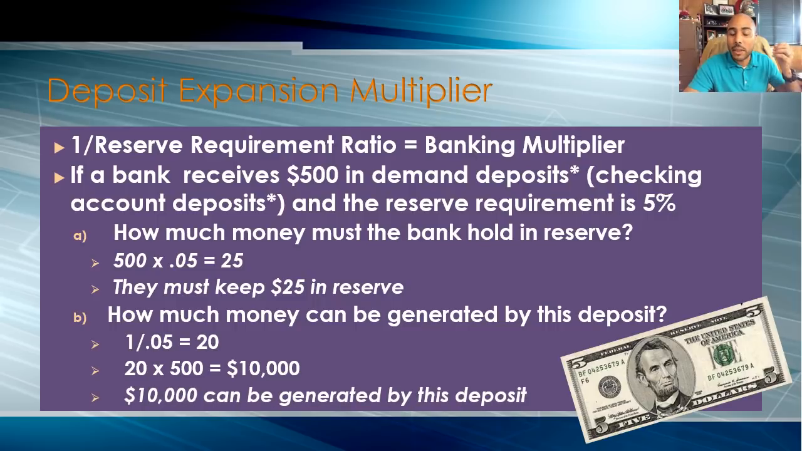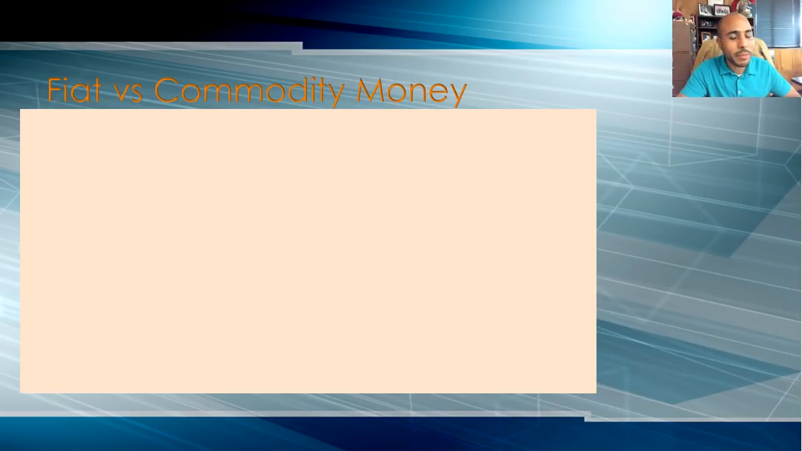So that means that the banking system can generate a maximum of $10,000 from this initial $500 deposit if the reserve requirement is only 5%. This is why having a low reserve requirement is going to cause a greater multiplier and therefore will cause a greater increase to our aggregate demand. This plays into monetary policy, which is what we're going to talk about in just a moment.